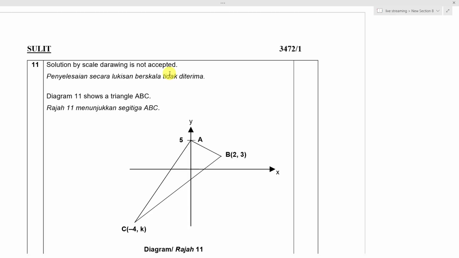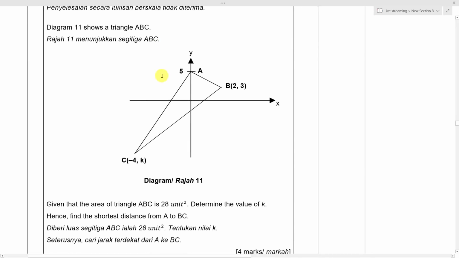Okay, so let's move on to this one. Given that the area of triangle ABC is 28 units, determine the value of K and find the shortest distance from A to BC. The shortest distance must be the distance at 90 degrees. This is the distance we want to find for my second part, but for the first part I want to find K first.